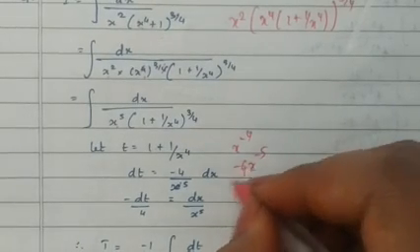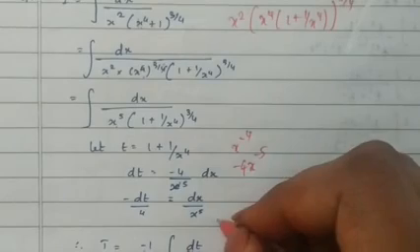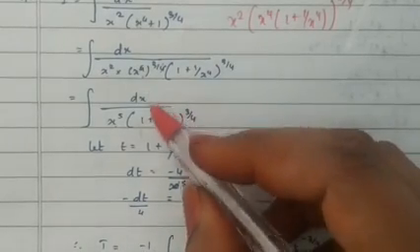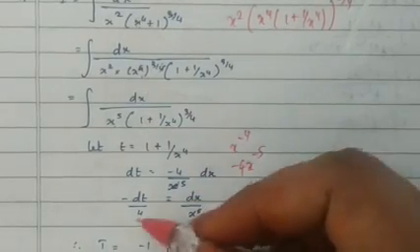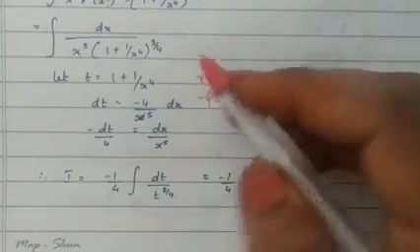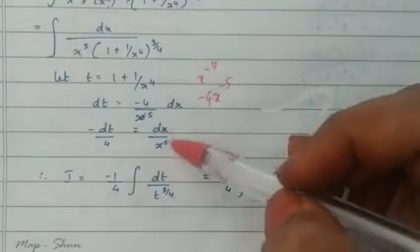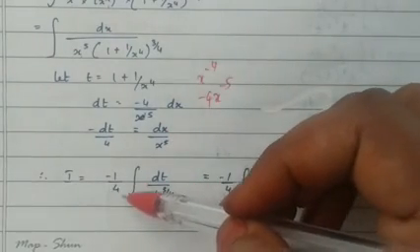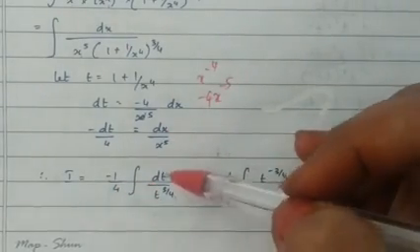That can be written as minus 4 divided by x power 5 into dx. Therefore we have dx divided by x power 5. So bring this minus 4 to this side. After that substitute the integral. Here dx divided by x power 5 can be written as dt by minus 4, that is minus 1 by 4 into dt.